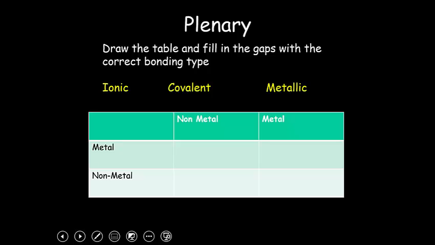Okay, so what I want you to do now is copy and complete this table with which type of bonding we've got in each of these. So if we've got a non-metal and a metal, we're going to have ionic bonding. That goes in 2 boxes. If we've got a non-metal and a non-metal, that's covalent bonding. And metal is metallic bonding. Okay, have a go at PQ.